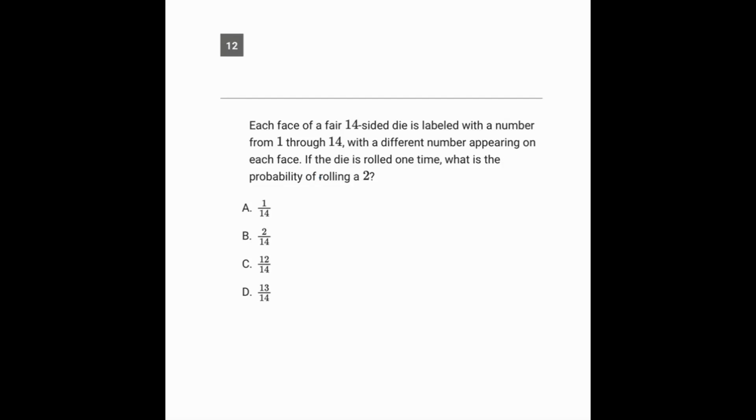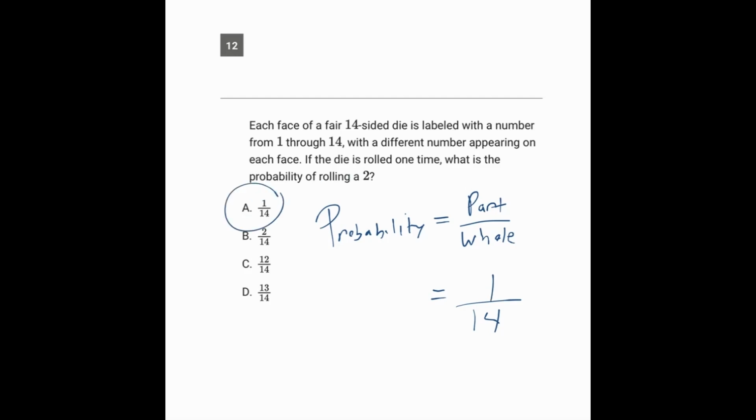Now going to question 12. This question is asking us for a probability. And the starting point for probability is that it's the part over the whole. Here we have a 14-sided die, and we're being asked about one of the 14 faces. So the answer is going to be this one right here. Now, the fact that the number we were looking for is a 2 might make someone accidentally say 2 out of 14. But, like I said before, that 2, it's just one of the faces. So once again, the answer here is A.